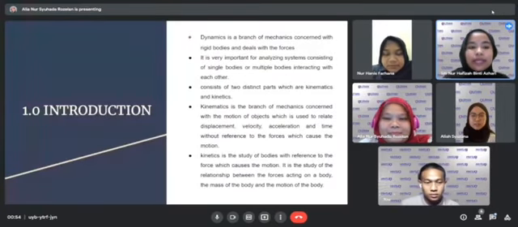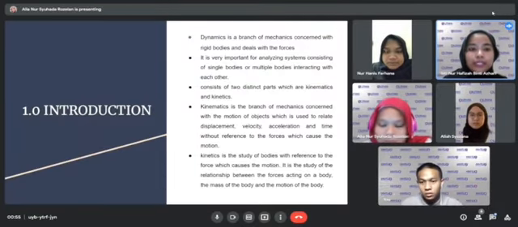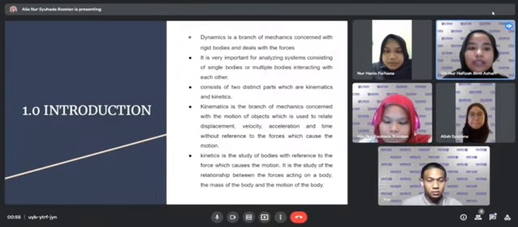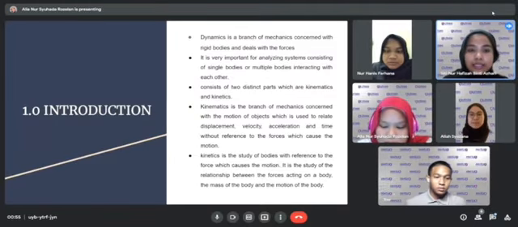Now, I will explain the introduction of this group project. Dynamics is a branch of mechanics concerned with rigid bodies and deals with forces. It is the study of the causes of motion and changes in motion, thus involving primarily Newton's laws of motion. Dynamics is very important for analyzing systems consisting of single bodies or multiple bodies interacting with each other.